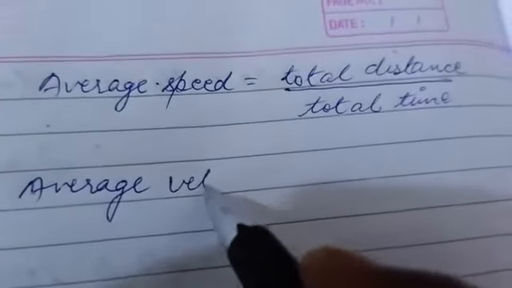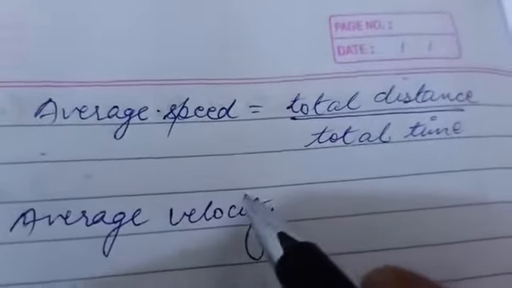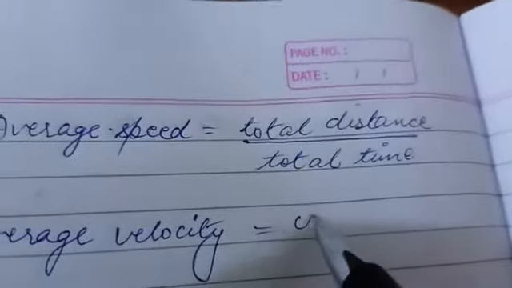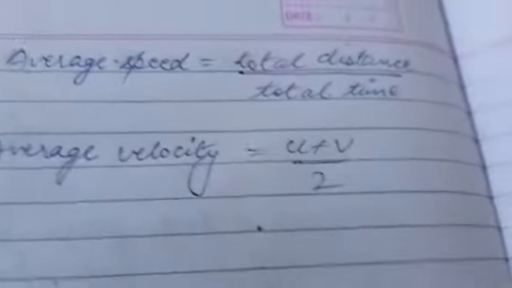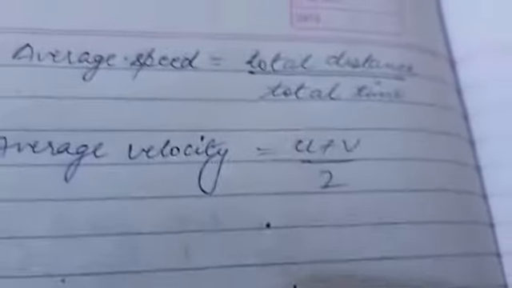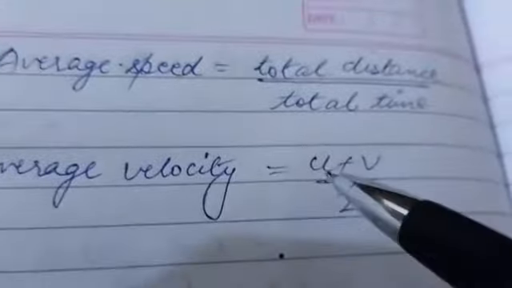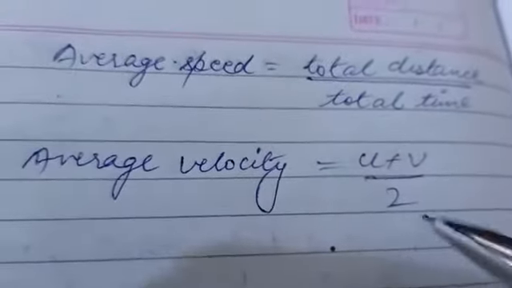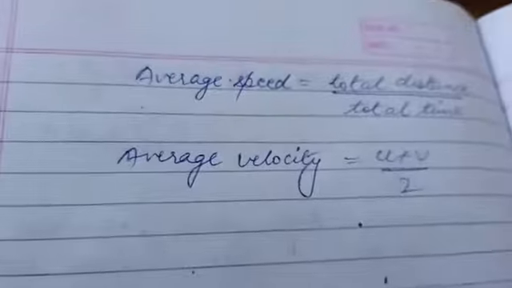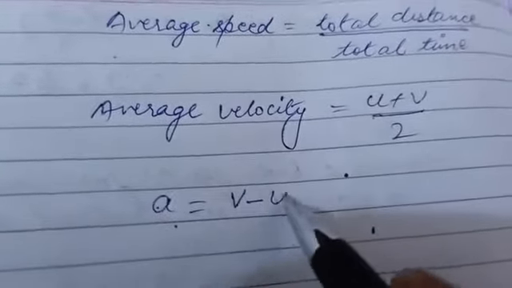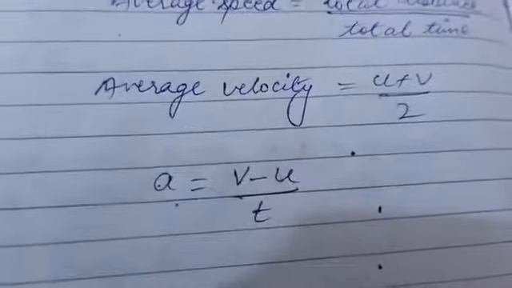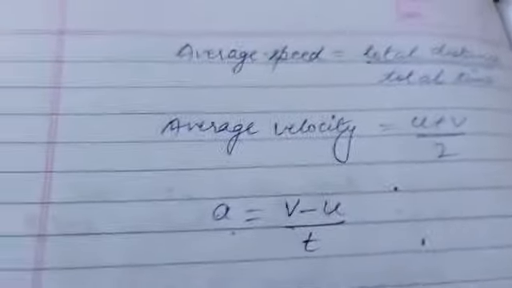Then note down the formula for average velocity. It is u plus v upon 2. Okay, u means, you remember, initial velocity, v means final velocity, and it is simply the ratio. And the formula we studied yesterday was acceleration equals v minus u upon t.